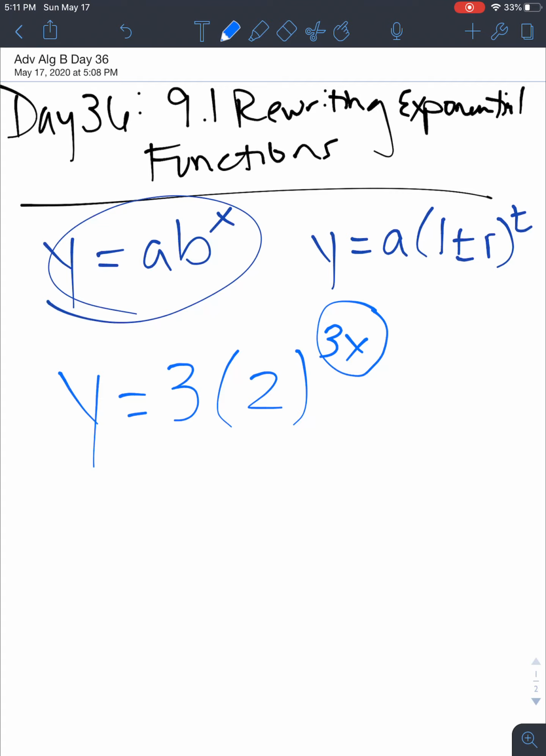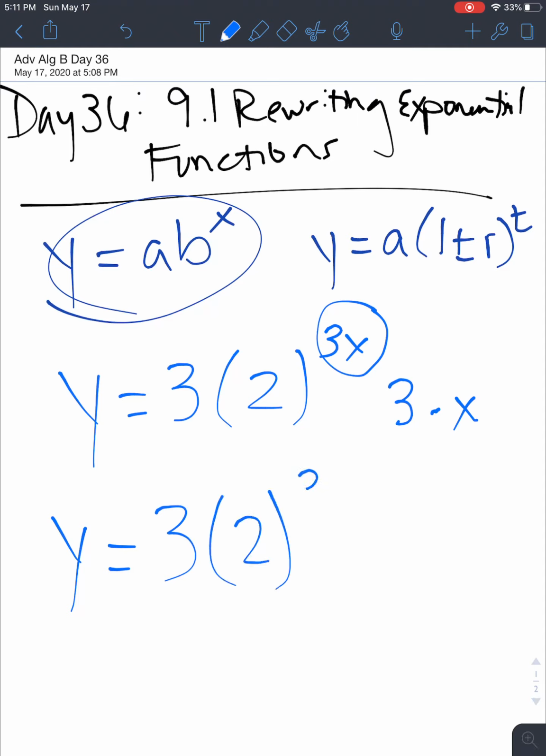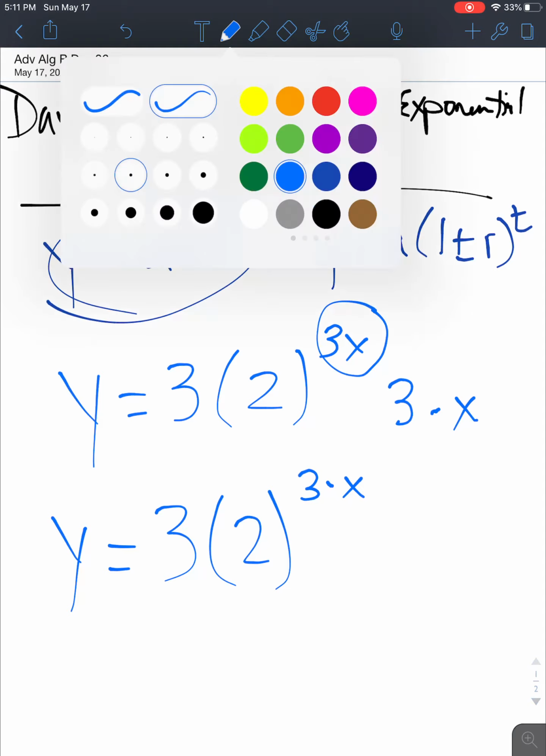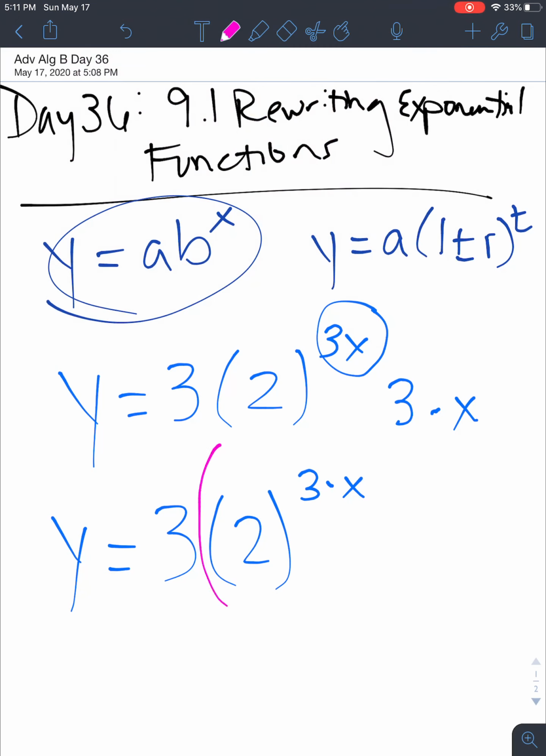Now remember that 3x is the same thing as 3 times x, right? So that means that this new function, instead of 3 times 2 to the 3x, we could write as 3 times 2 to the 3 times x. Now that might seem like a small change, but when we do that, it then allows us to go in and put in a new set of parentheses, all right?